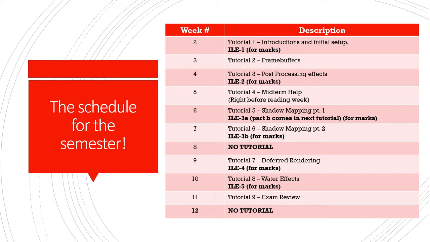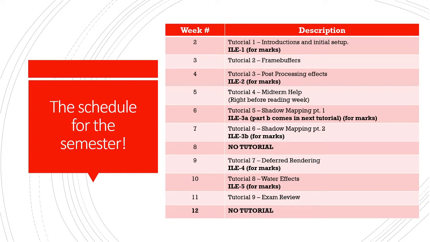Then tutorial 5 is shadow mapping. Shadow mapping comes in 2 parts, and it's the same with your lectures, I believe. Tom has 2 lectures about shadow mapping, 2 weeks' worth of lectures. Shadow mapping is a big job, which you will find out at the time. But there is an ILE that takes up 2 classes. It's in 2 parts, just to make it more manageable. So each part is worth 1%.